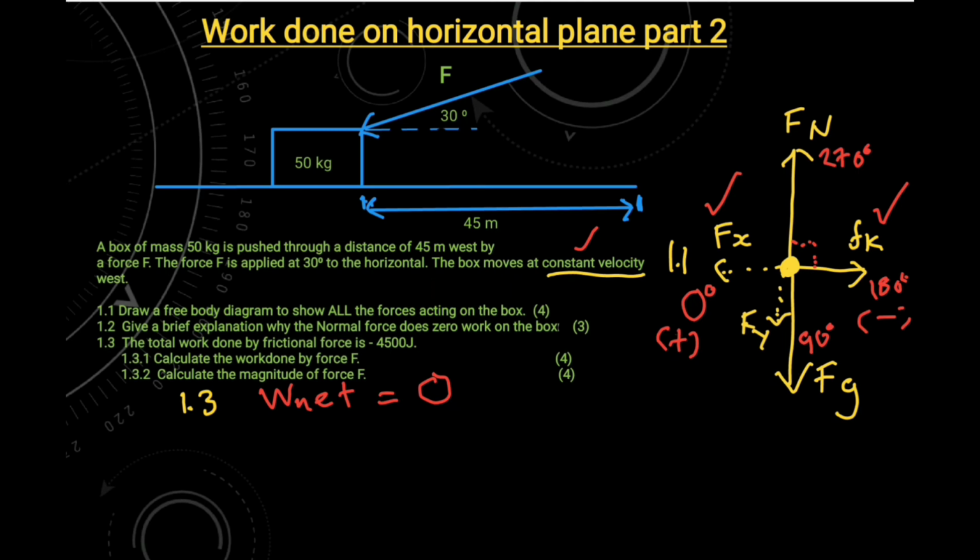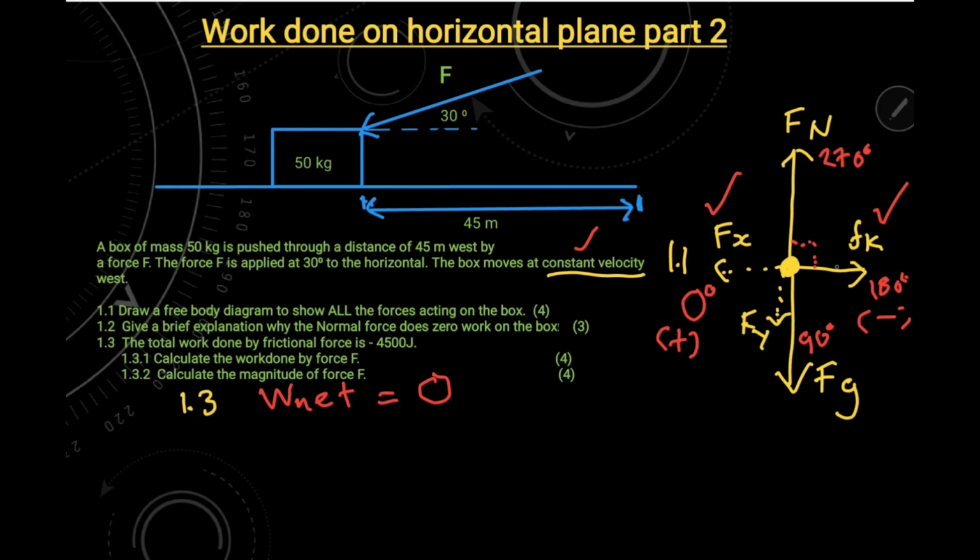So guys, it's important to note that whenever an object moves at constant velocity, the energy of the object is not changing. The kinetic energy component is remaining constant. Therefore, the net work that is being done is 0. The positive work being done is equal to the negative work that is being done.